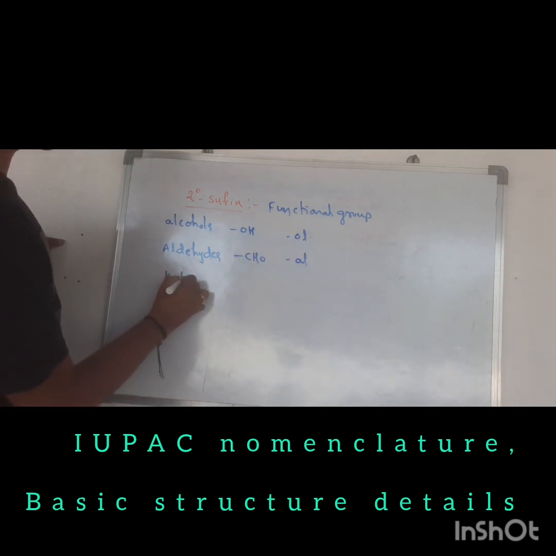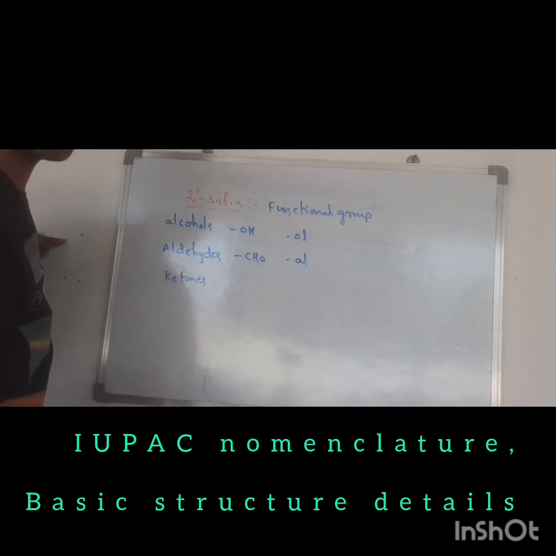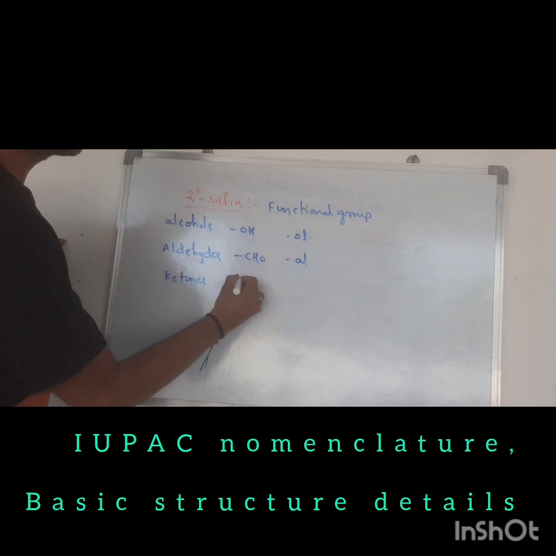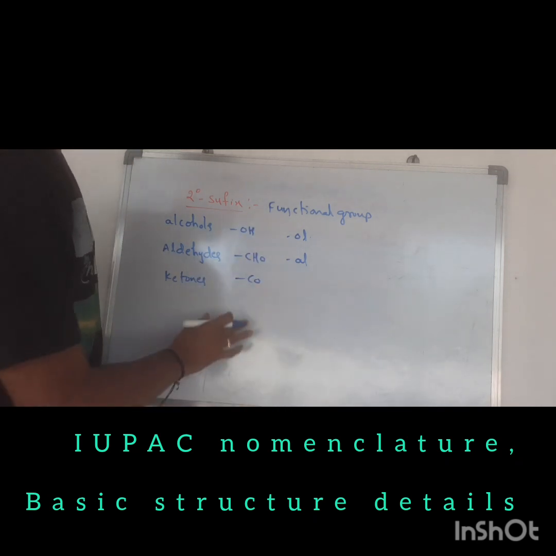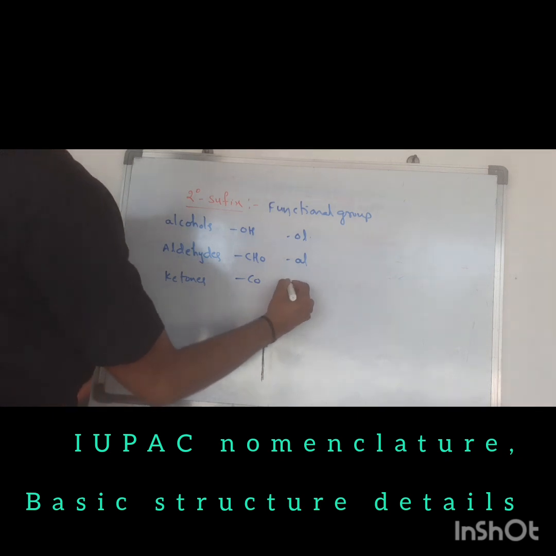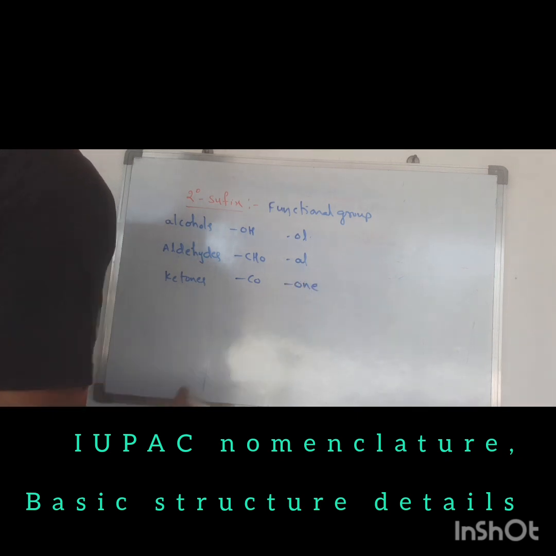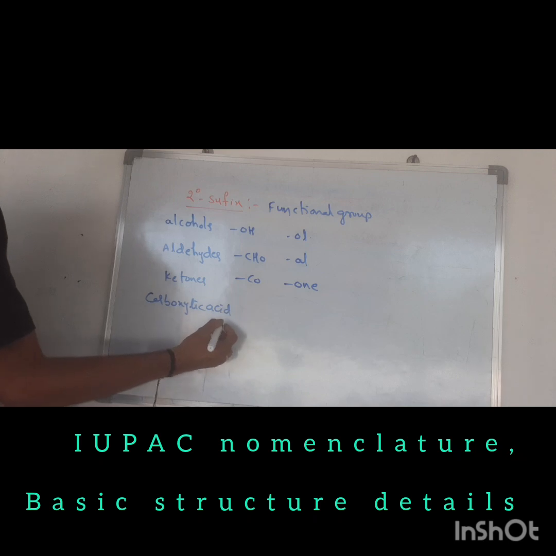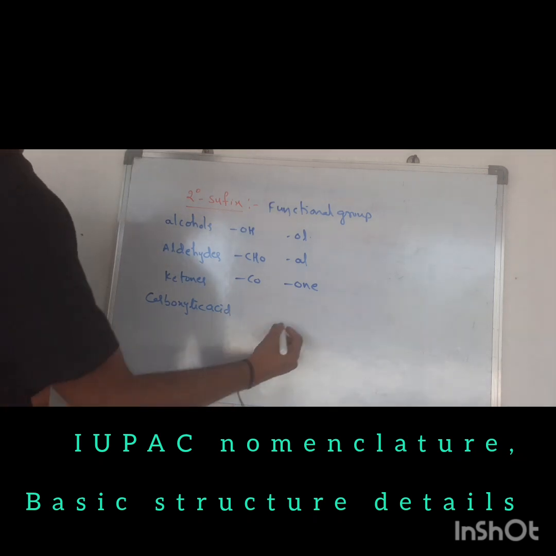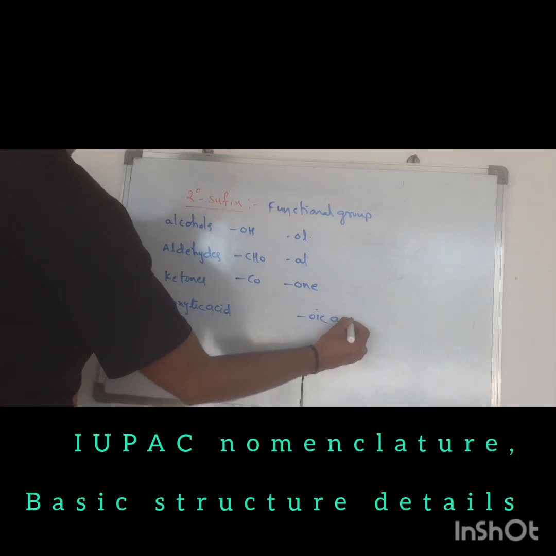Next, if a ketone is given in the compound, how do we know the given functional group is a ketone? By seeing this group, we can easily say a ketone group is present. If a ketone is present, the suffix we have to use is "one". Next, carboxylic acids. If a carboxylic acid group is present, that will be treated as an "oic acid".